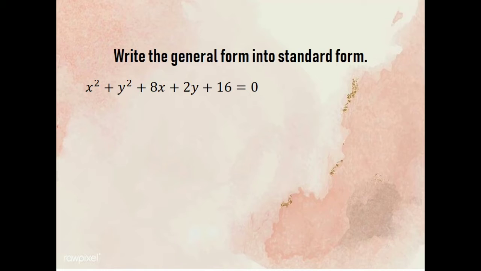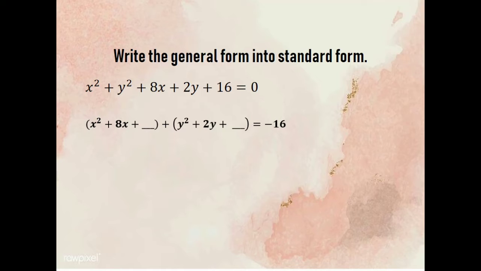Let's have another example. Write the general form into standard form: x squared plus y squared plus 8x plus 2y plus 16 equals 0. Our first step is to group the terms with the same variables and move the constant to the right side. Group the terms involving x and the terms involving y.